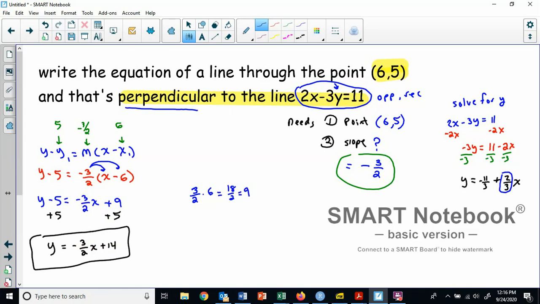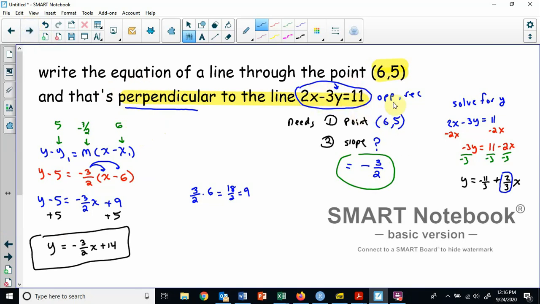Okay. So that was as hard as we can make it. We made you find a slope from a perpendicular line and plug in a point and a slope to find our equation. Okay. Let's do a parallel one just to make sure we've done one of each type. But a parallel one's a little bit easier. And I'm going to cheat and use this same equation.